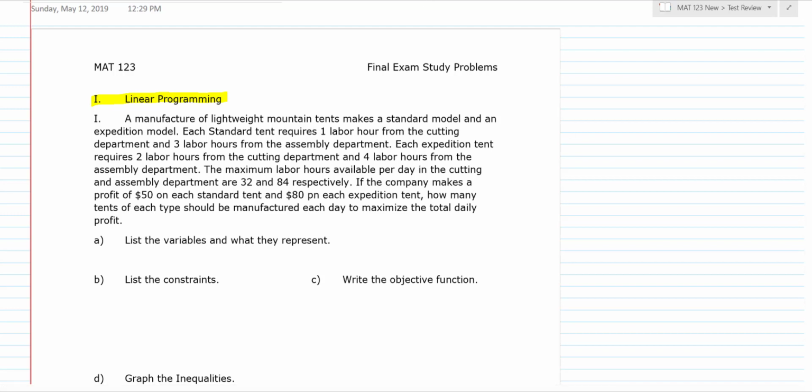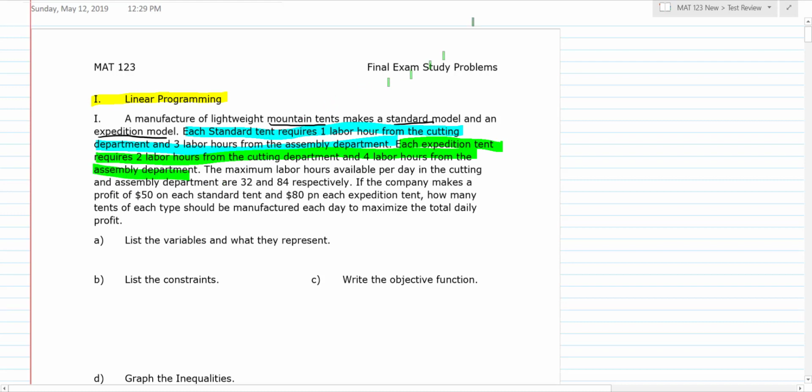First of all, it says a manufacturer of lightweight mountain tents makes a standard model and an expedition model. Generally, there's going to be a couple of things going on here. Each standard tent requires 1 labor hour from cutting and 3 from the assembly department. Now, I'm going to highlight that because that's important information right there. Then it moves on and says each expedition tent requires 2 labor hours in the cutting department and 4 from the assembly department. So that's saying a similar thing to the last sentence.